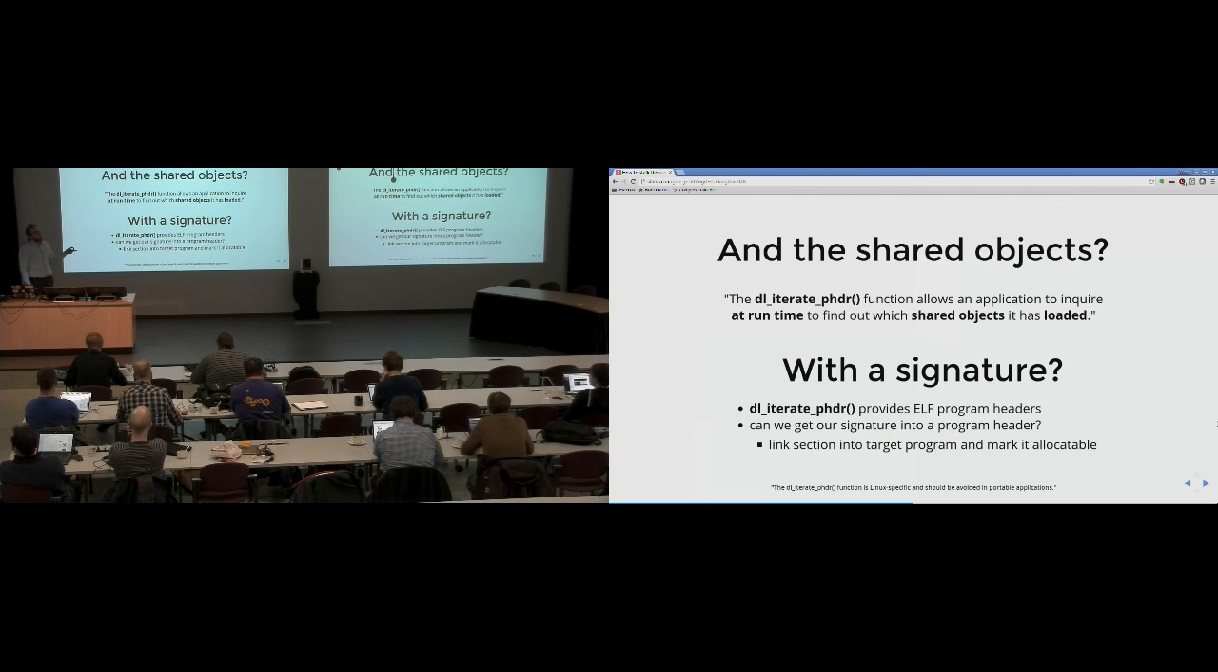Then there was this other question: how do you read a signature? What this dl_iterate_phdr function does is, when your ELF gets loaded into memory, the sections of it become program headers somehow.